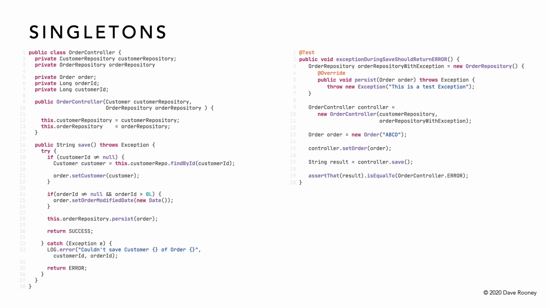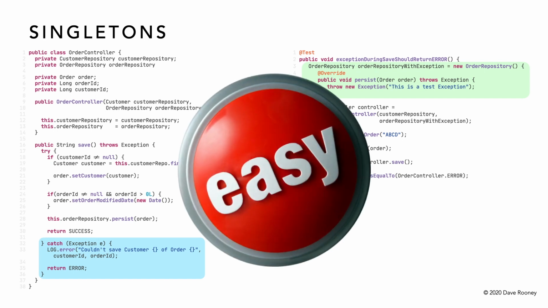Here's another test to consider. If we wanted to verify that the save method returns the proper value when an exception is thrown, it's now quite simple to create a fake that generates an exception for us. That would have been next to impossible to do before this code was refactored to use interfaces rather than the hard dependencies it originally had.